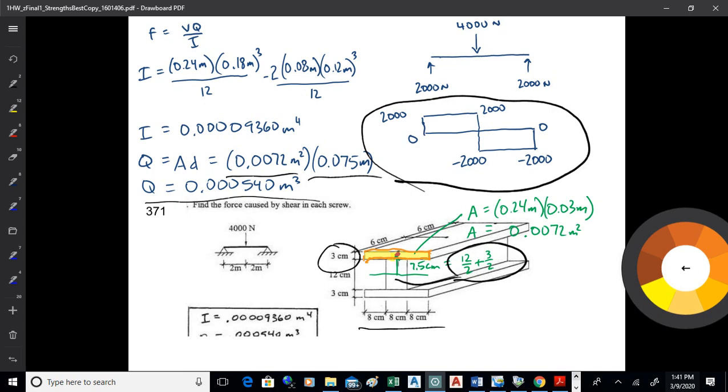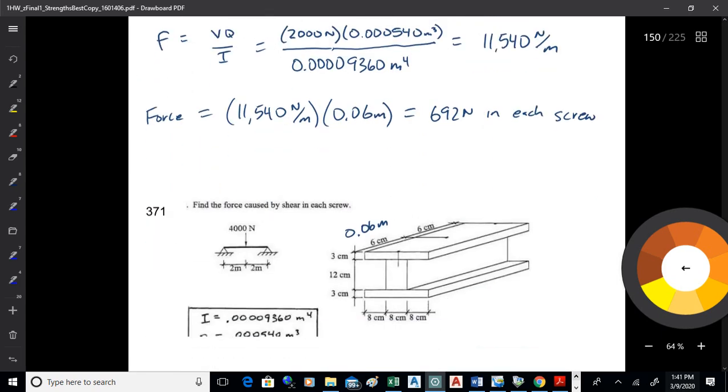So what you got there when you run everything together is you're going to get what they call the shear flow, which is a force per unit length. It's 11,540 newtons per meter. Now, if you space those bolts at 6 centimeters, you multiply that by 0.06 meters, you get 692 newtons in each screw. The units come out.